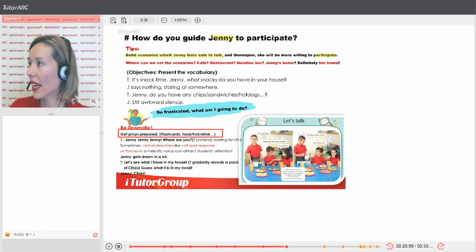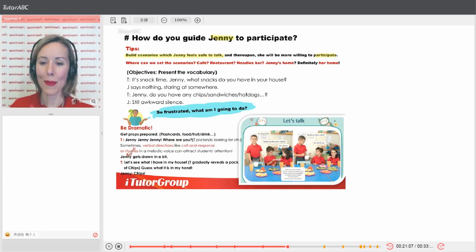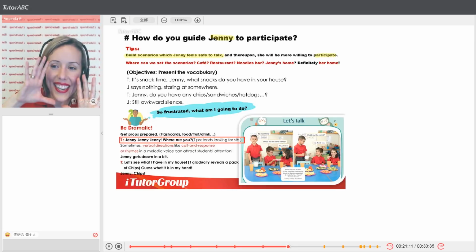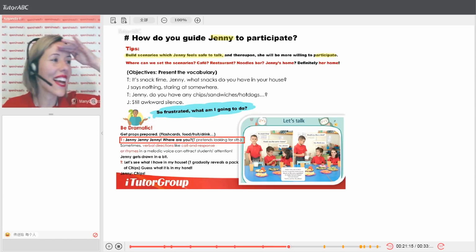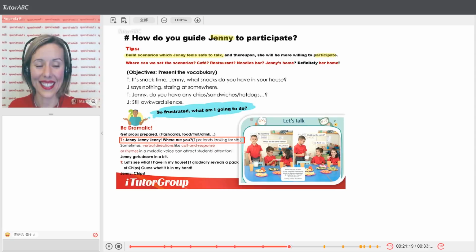Also, if she is looking away or on her phone or just not paying attention to what's on the screen, you might have to bring her back. So use her name. Jenny, Jenny, where are you, Jenny? And try and make this as friendly as you can so that she doesn't feel scared or intimidated.